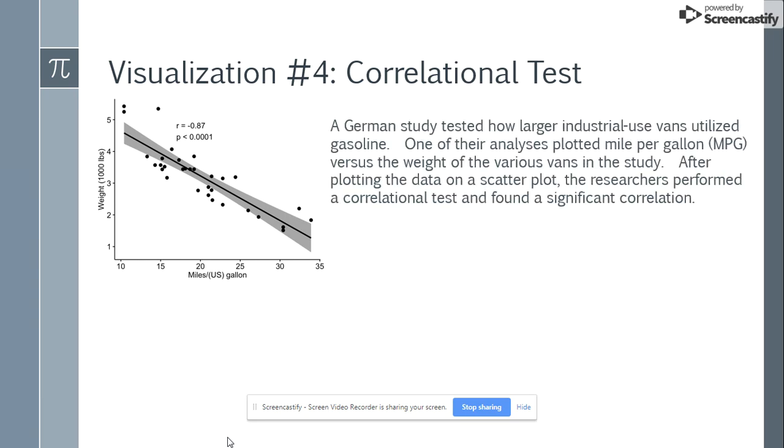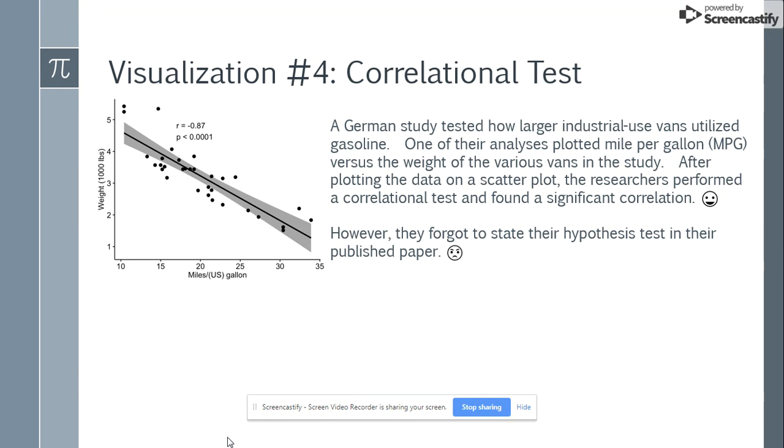A German study tested how larger industrial use vans utilize gasoline. One of their analyses plotted miles per gallon versus the weight of the various vans in the study. After plotting the data on a scatter plot, the researchers performed a correlation test and found a significant correlation. However, they forgot to state their hypothesis test in their published paper, which is not good. Which brings us to the essential question: what were the study's null and alternative hypotheses?